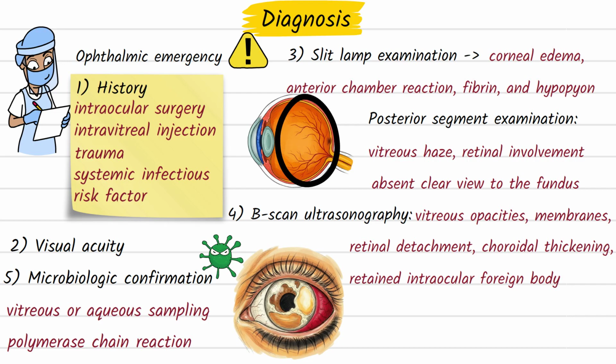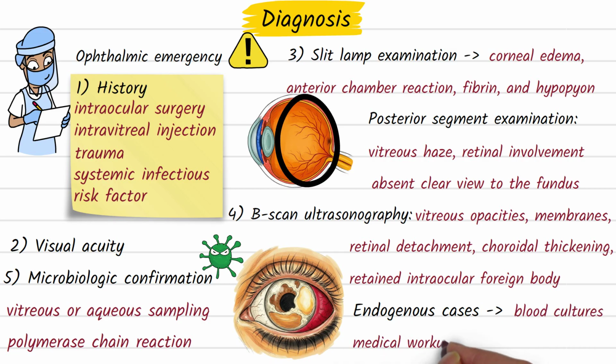The key practical message is that you should not wait for culture results before initiating treatment when the clinical picture is convincing, because this is a treat first and confirm as you go condition. In endogenous cases, diagnosis also means looking for the hidden source, which may involve blood cultures and a broader medical workup, because identifying the systemic origin can be just as important as treating the eye itself.